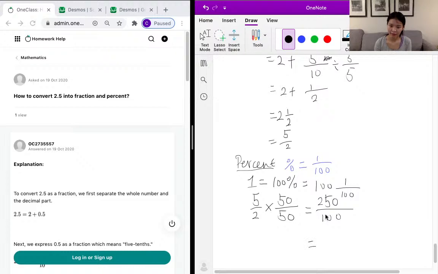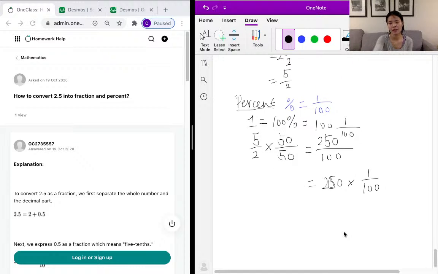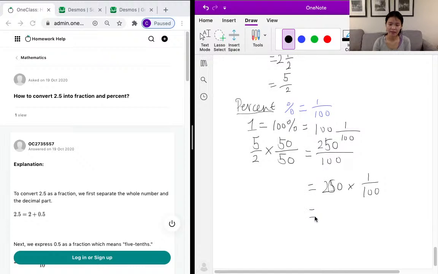So right now we have our fraction of 5/2, or a decimal of 2.5, is actually equal to 250 over 100, which is 250 times 1 over 100. As we talked about before, 1 over 100 is like the percentage sign. It's the value of the percentage sign. So we just have 250 times 1 over 100, or 250 with the percentage. From here, that 2.5 is 250%. And that is our answer.